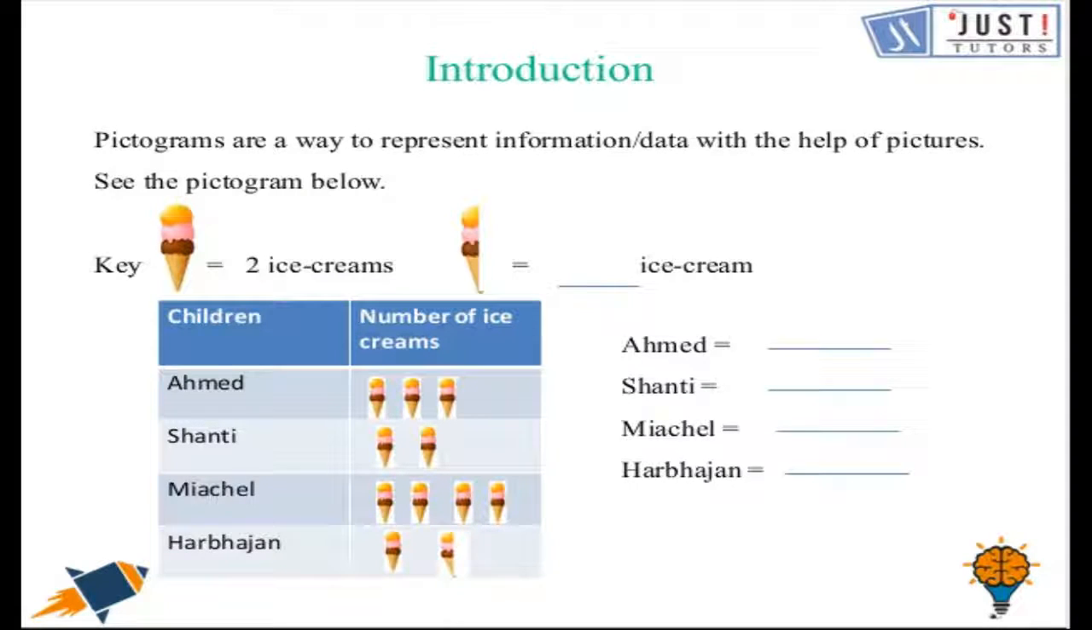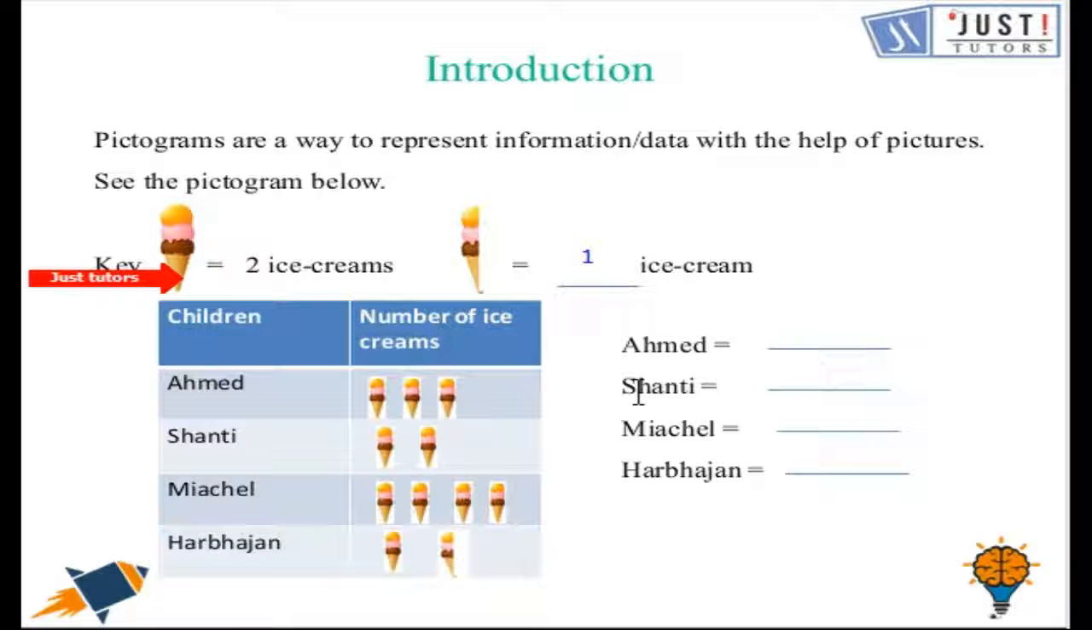Let's have a quick introduction about pictographs. So if I think of pictograph, I can say that it's nothing but just a method of representing data using pictures. So let's try to understand it with the help of a given example here. So that's a key. So one ice cream cone means that is equal to 2 ice creams. If you have a half of that, it means that equals 1 ice cream.